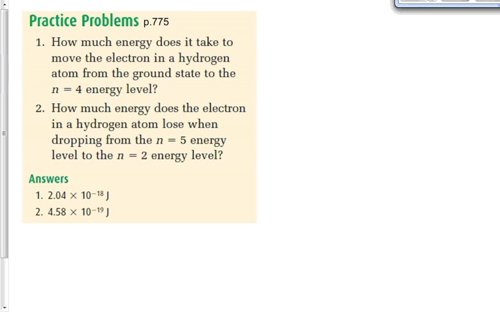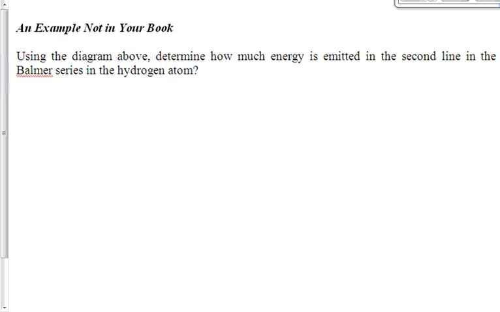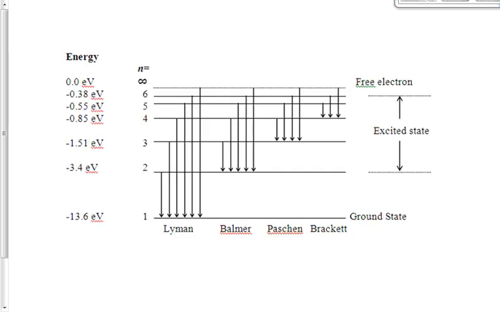Any issues with those questions on page 775? None? We're good with those? All right, let's take a look at one of them just to make sure that we're okay. Maybe number 2. How much energy does the electron in the hydrogen atom lose when it drops from n is equal to 5 to n is equal to 2 energy level? Well, if we go back to our table from 5 to 2, 5 is negative 0.55, and 2 is negative 3.4.